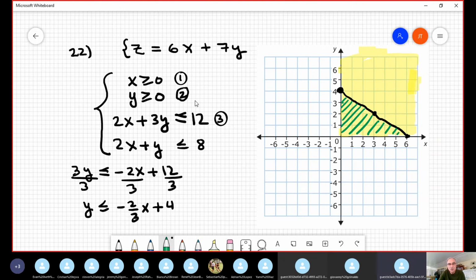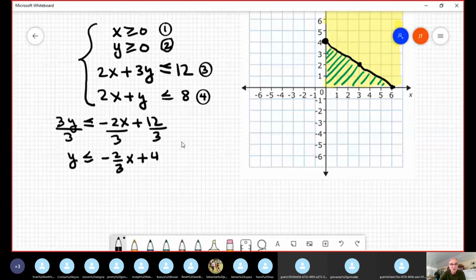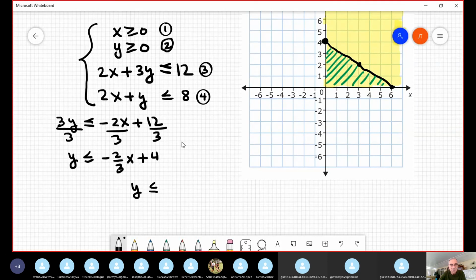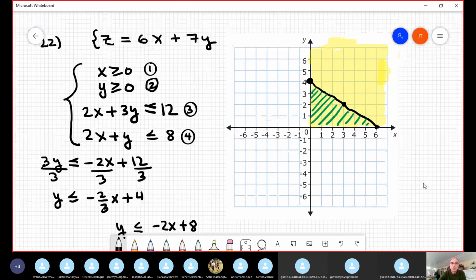Consider the inequality 1, 2, and 3. Let's see what happens when you consider inequality number 4. Well, this is similar. Y alone is less than or equal to minus 2x plus 8, no? So the y-intercept is 8. This is 7, this is 8. The y-intercept is 8, and the slope is negative 2: 2 down and 1 to the right. Right, and we're connecting this line and this line.